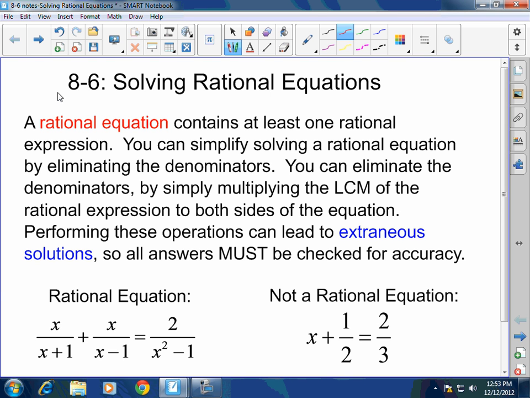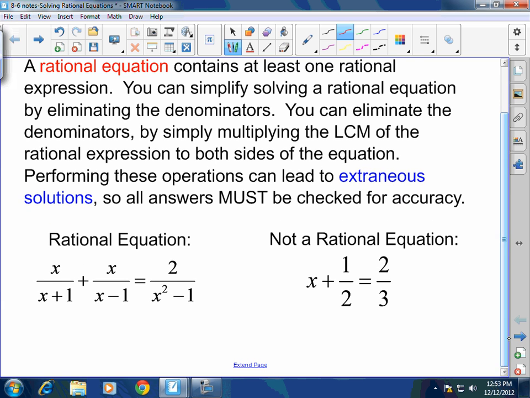We've talked about extraneous solutions before with the absolute values. Extraneous solutions are solutions that do come up, but when you test them, unfortunately, they're not valid. So those are called extraneous. So all our answers must be checked for accuracy. It's not a choice here, or, hey guys, you can check to see if it's right. No, you have to check because it may be an extraneous solution.